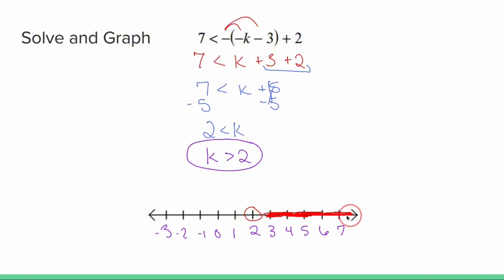And this graph now says that if I take any number greater than 2, like 5, like 7, like 7.5, like a billion, and plug it into the original equation, 7 is going to be less than whatever number I choose. Okay, so there you have it. That's how you solve and graph an inequality.